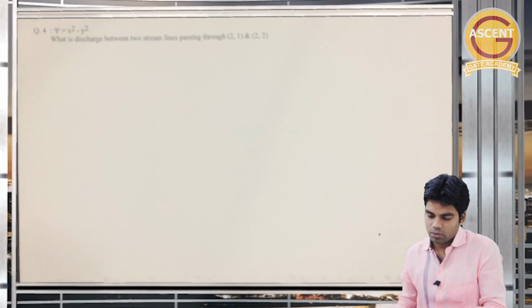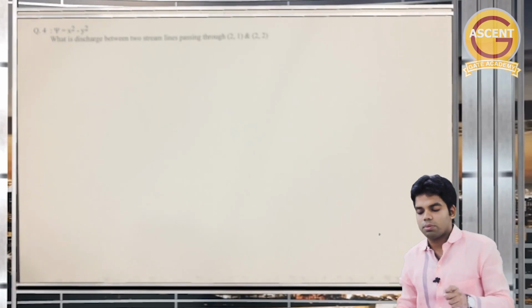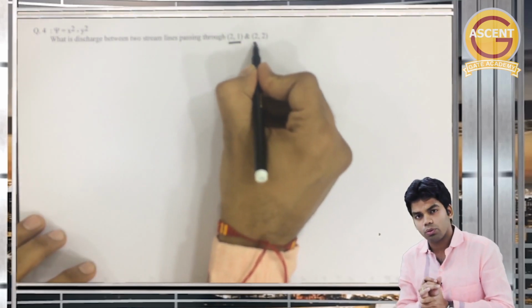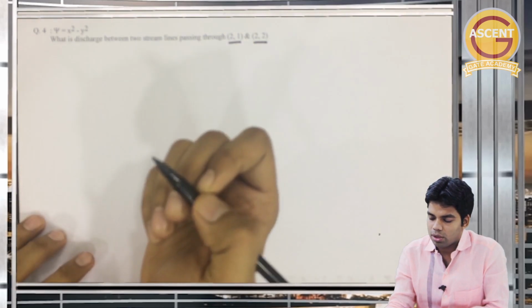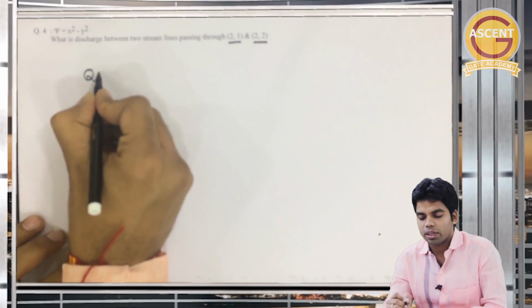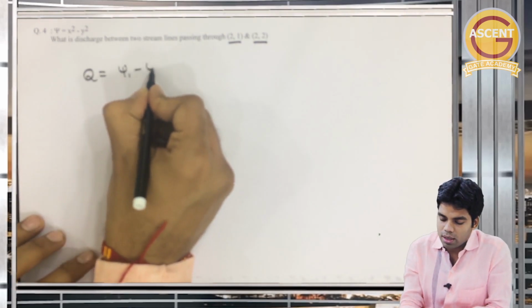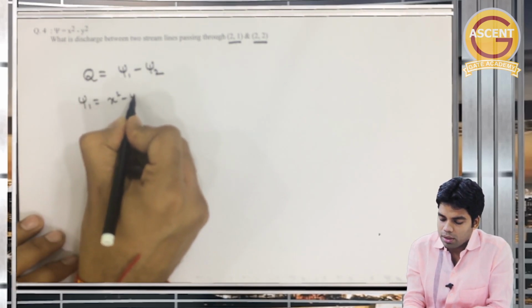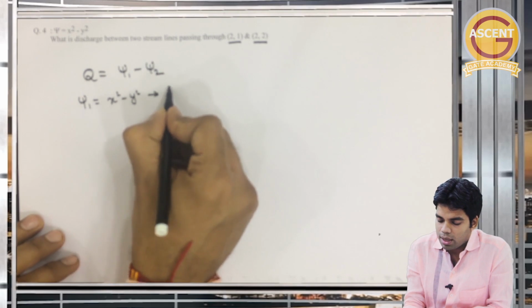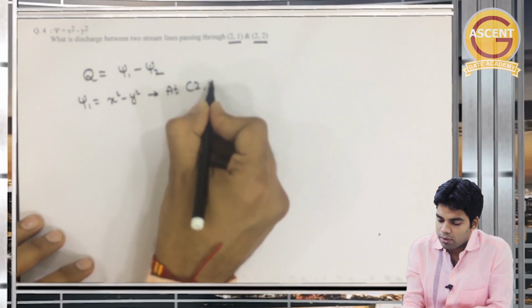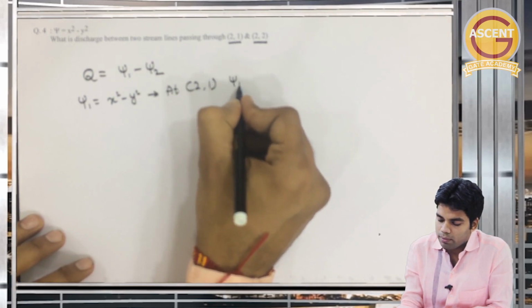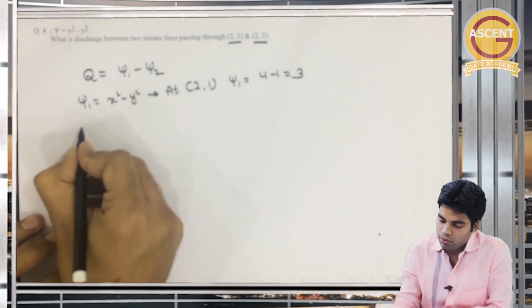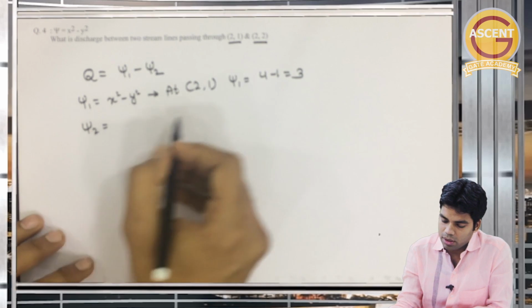Psi is equal to x square minus y square. What is the discharge between two streamlines passing through 2, 1 and 2, 2? So we have two streamlines, one passing through 2, 1 and the second passing through 2, 2. We have to determine discharge. So as I told you, discharge q is equal to psi 1 minus psi 2. Here psi 1 will be equal to x square minus y square at 2, 1, so psi 1 will be equal to 4 minus 1, which is equal to 3.